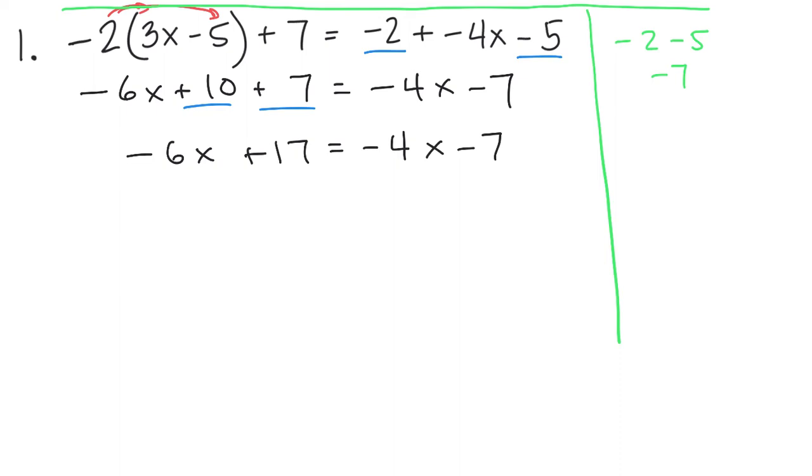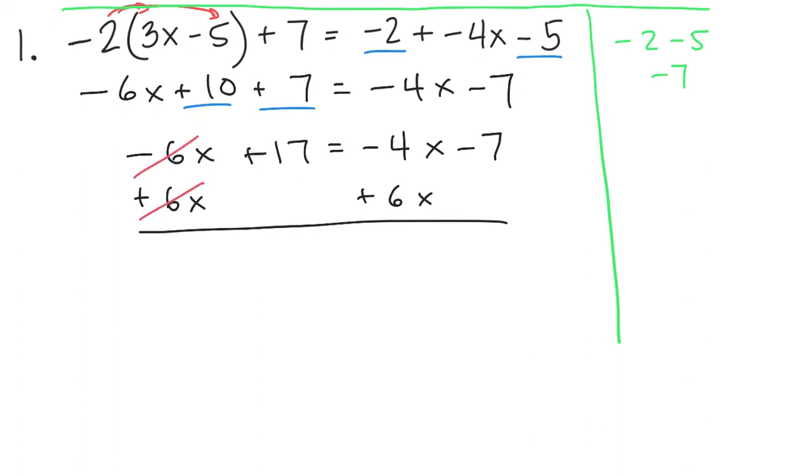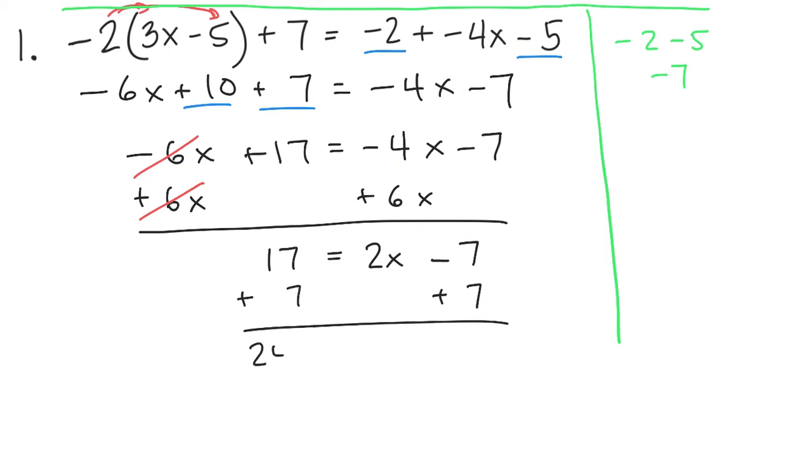So the first thing I'm going to need to do is get my variables on one side, my constants on the other, and by adding 6x to both sides, I'll get my 6x's to cancel out. I'll have a 17 left on the left side, and I'll have a positive 2x, so I'm keeping things positive, and a minus 7. Now to undo that minus 7, I'm going to need to add 7, so addition property of equality, adding 7 to both sides.